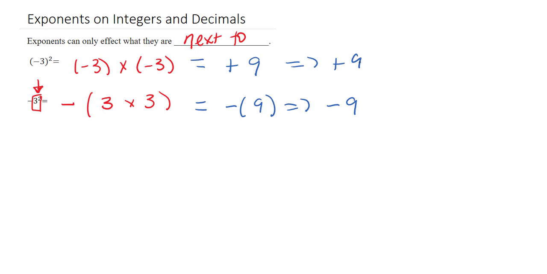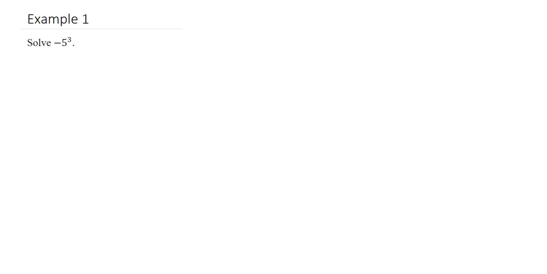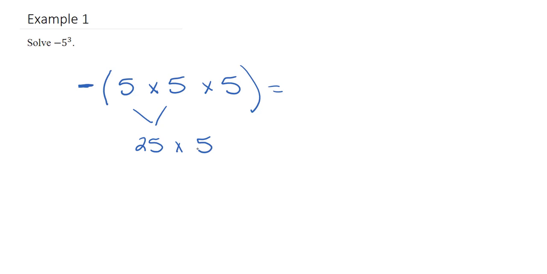So let's look at some more examples here. So example 1, we're going to solve for the following. We have -5 raised to the third power. Well, notice we don't have a parentheses, so we're going to go ahead and leave the negative right here. In parentheses, we're going to put 5 times 5 times 5. And we're going to go ahead and multiply. So 5 times 5, right, that's 25. And then we're going to go times 5.